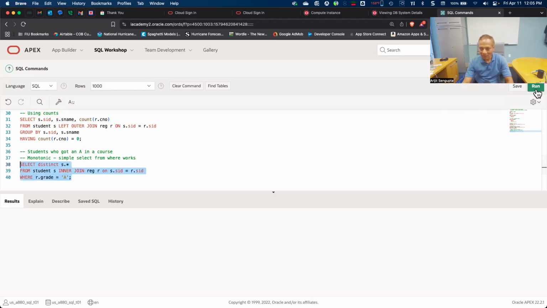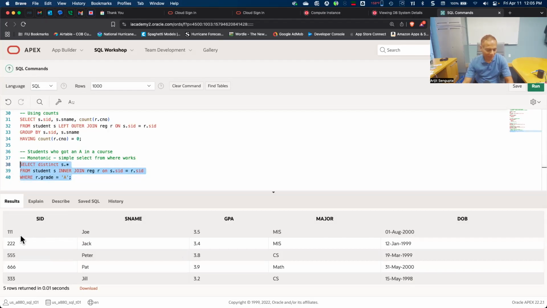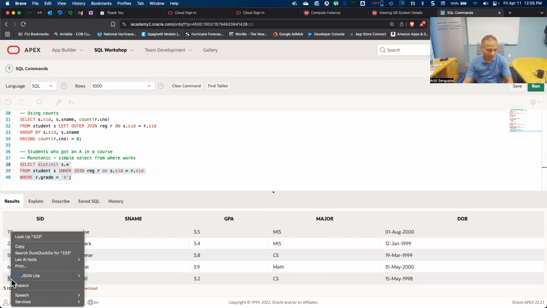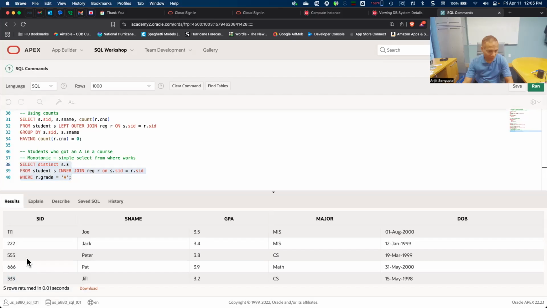And that'll get rid of the duplicates. And basically you get 1, 2, 3, 5, and 6. So it looks like 4 didn't get an A, and of course 7 didn't register for anything, so didn't get an A anyway.